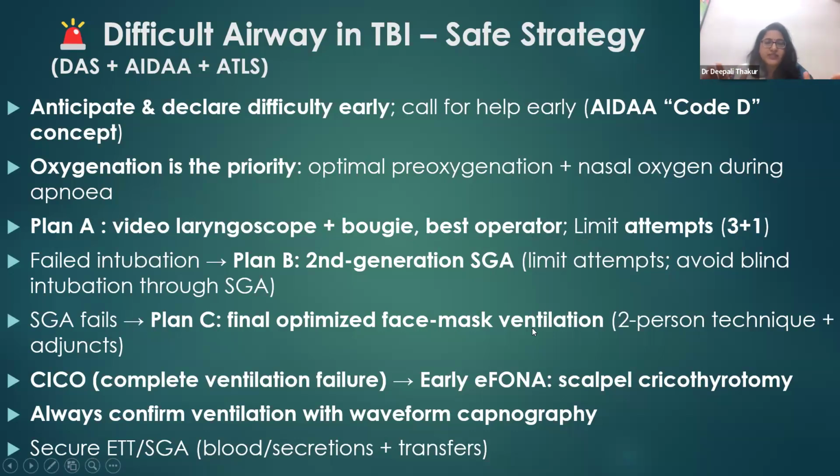But remember, while doing all these things, that your patient is full stomach. He has all the chances of aspiration pneumonitis, and that can further worsen the hypoxia and worsen the situation completely. Okay, so if all this fails, then declare complete ventilation failure early. So consider front of neck access early by cricothyroidotomy, and always confirm ventilation with 6 point waveform capnography, which has been recently added in DAS. And securing these devices is very, very important.